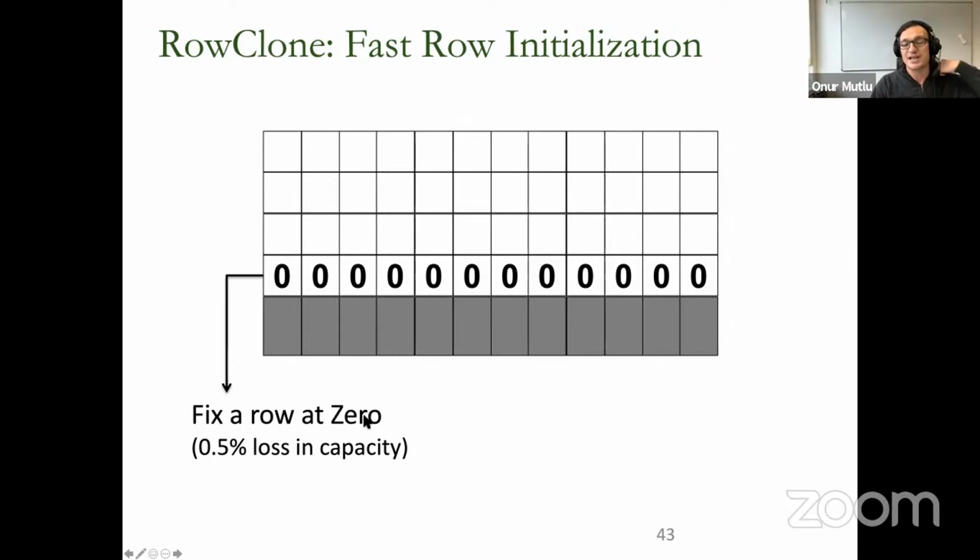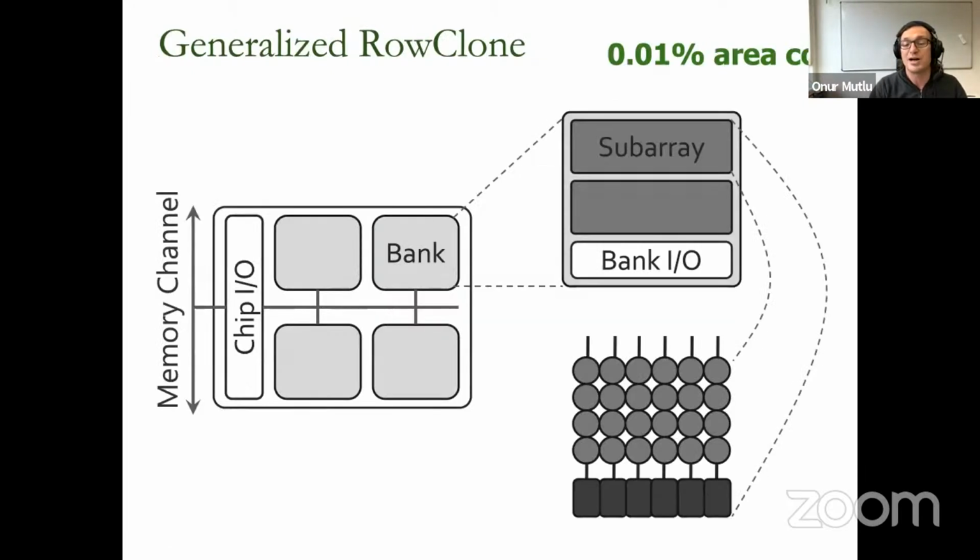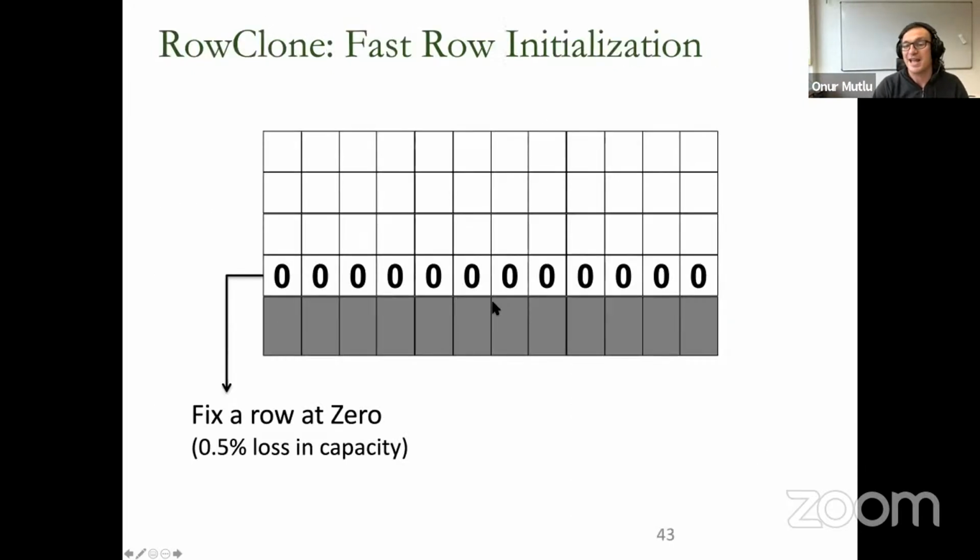So the paper proposed an idea saying, why don't we fix a row at 0? And if you do it in an optimized way, you don't even lose a lot of capacity, 0.5% loss, but you can actually optimize even more. If you actually have a row fixed at 0, you can just copy it using fast parallel mode to another row in the same subarray, right? Very quickly. Or you can actually use any other mode that we discussed in RowClone to copy it from one subarray to another subarray or to another bank as well, right?